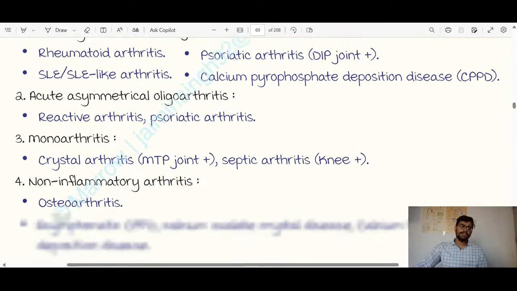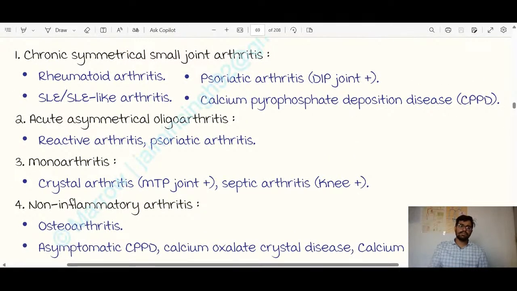What is the summary? Guys, chronic symmetrical small joint arthritis: rheumatoid arthritis, psoriatic arthritis, SLE-like arthritis, calcium pyrophosphate deposition disease, CPPD. These all are chronic symmetrical small joint arthritis. What about acute asymmetrical polyarthritis? Reactive arthritis, psoriatic arthritis. These all are acute asymmetrical oligoarthritis. Now I am going to discuss monoarthritis: crystal arthritis, first MTP joint, plus septic arthritis, knee positive.